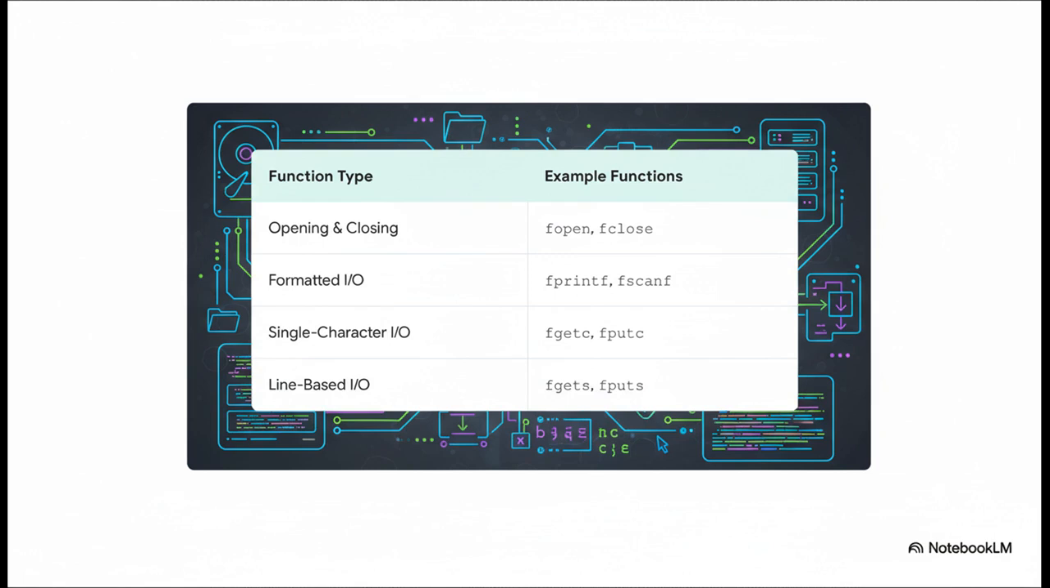Now, if you're writing structured data, like a mix of text and numbers for a user profile, you're going to use fprintf and fscanf. If you need to process a file one single character at a time, maybe for some simple encryption, you've got fgetc and fputc. And for handling whole lines of text at once, like reading a config file, you've got fgets and fputs. See? Each tool has its own specific, powerful job.